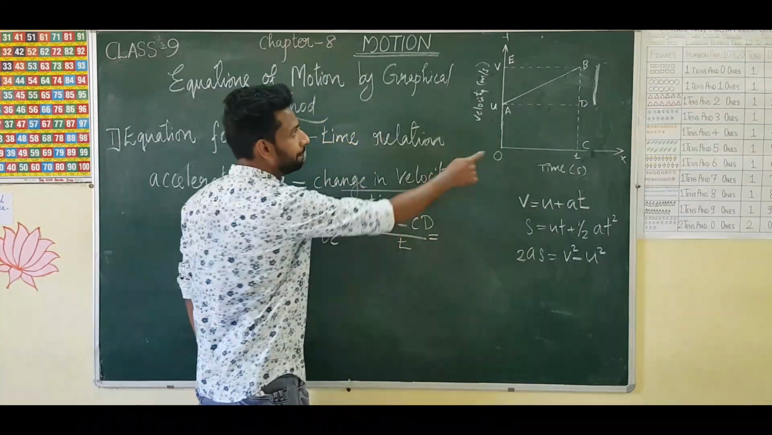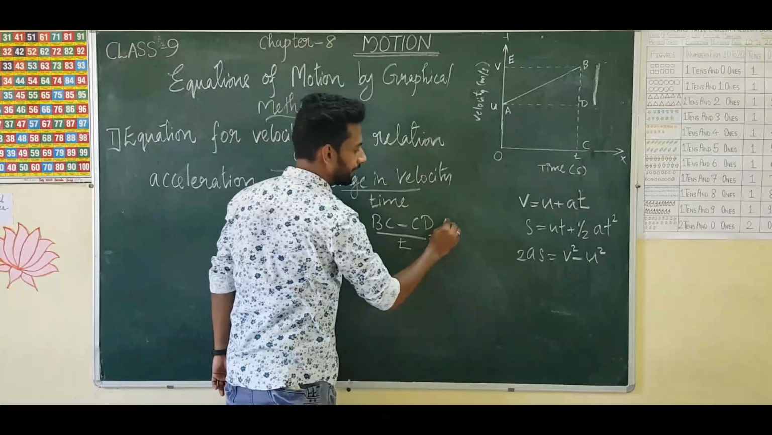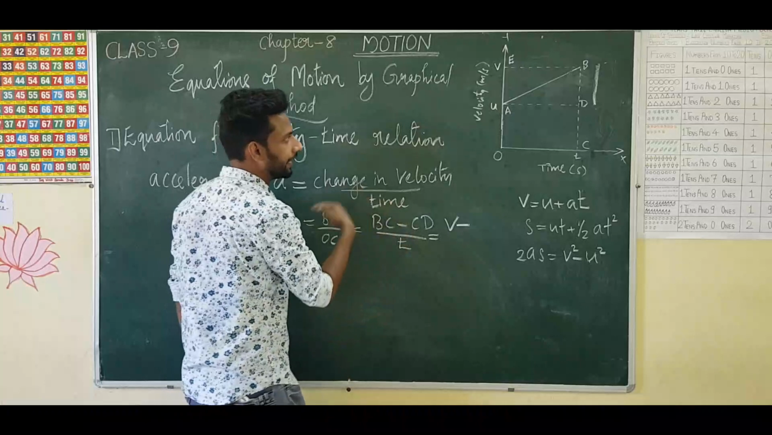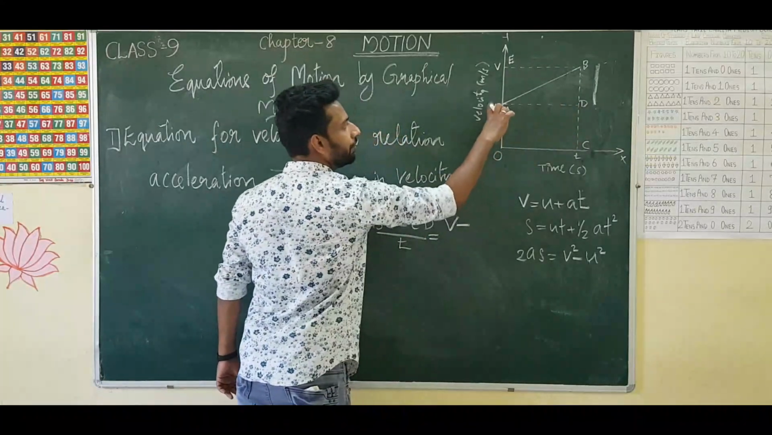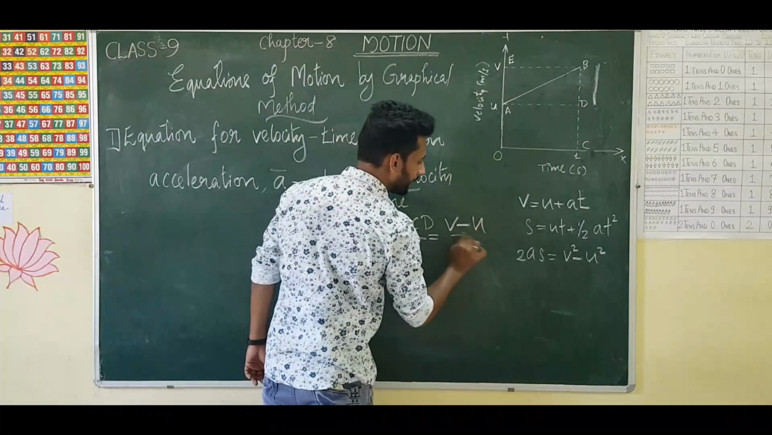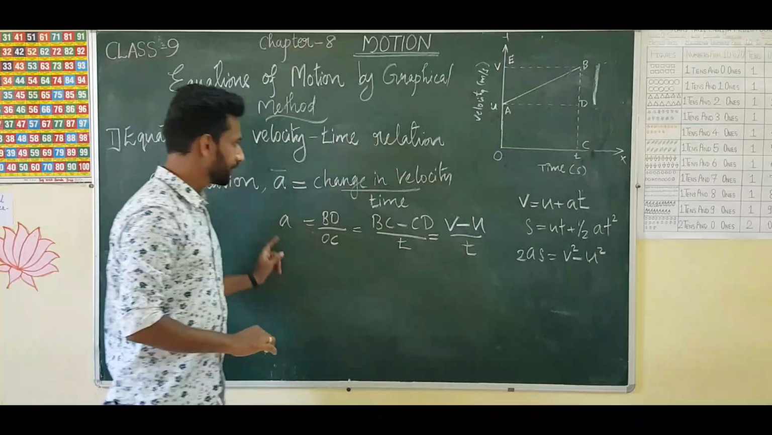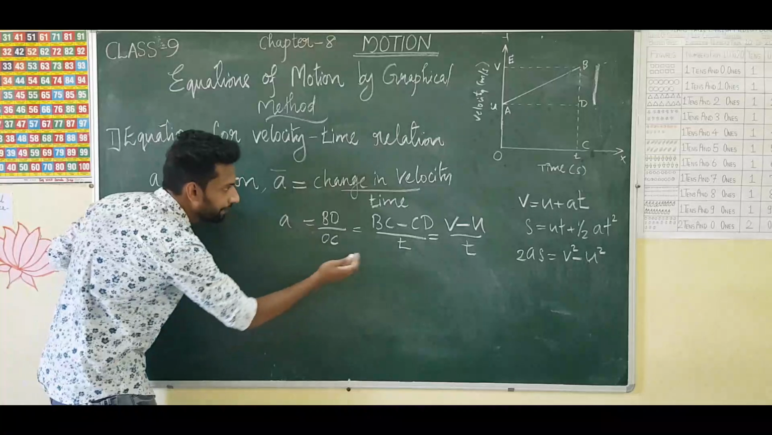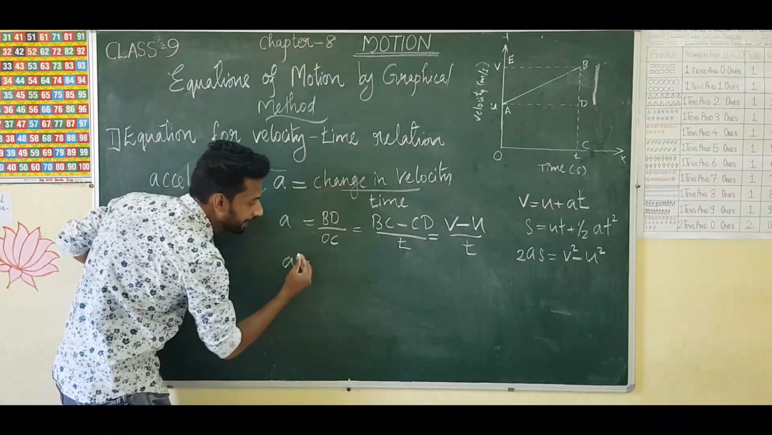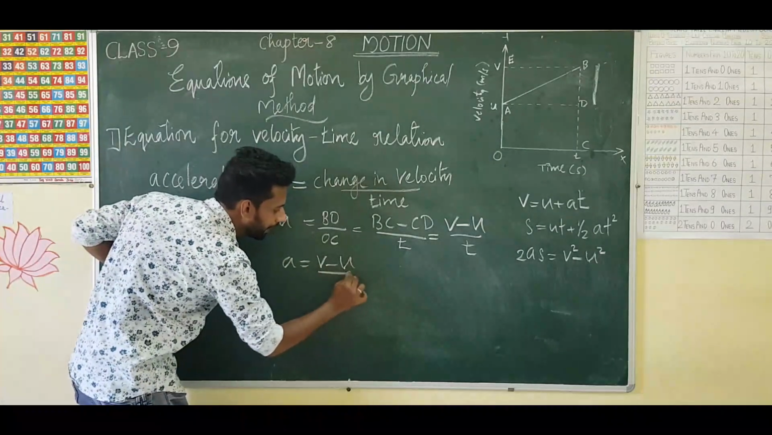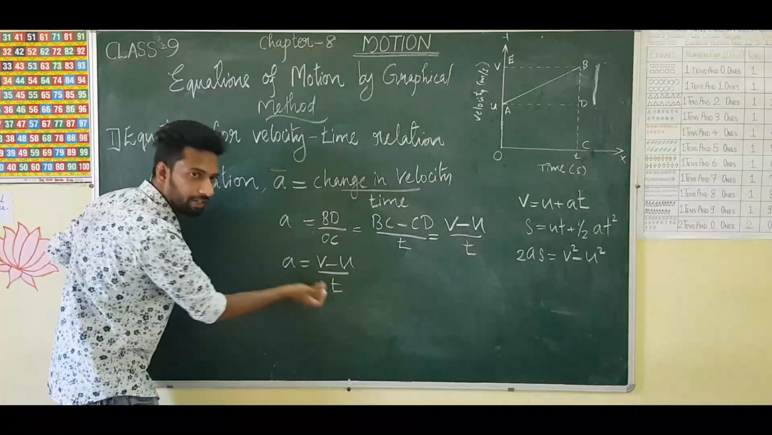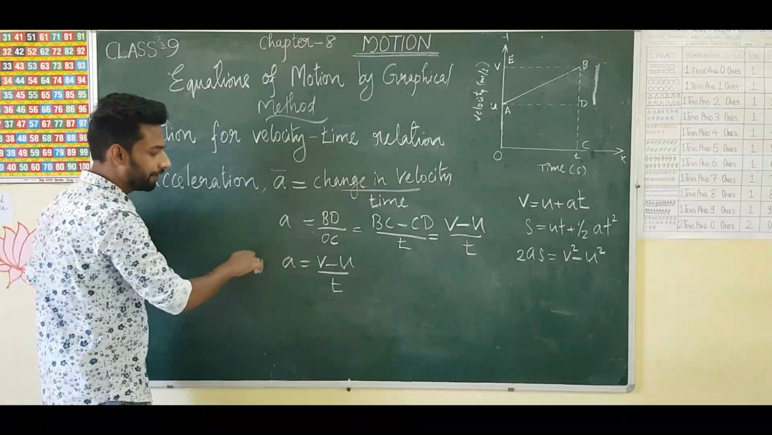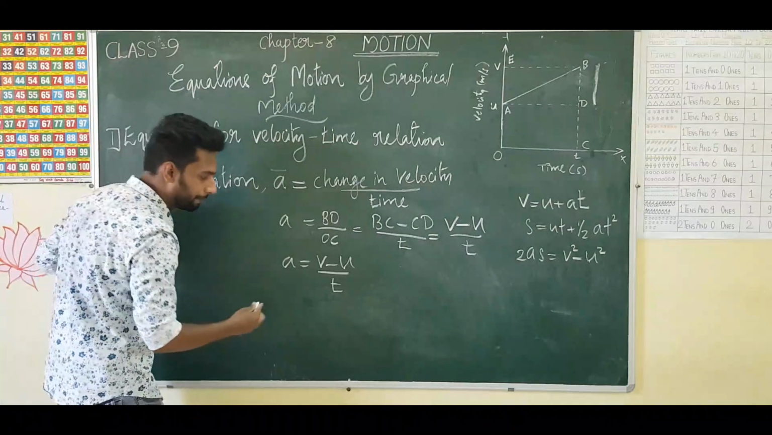What is BC? BC is equal to V, that is the final velocity, minus CD, and CD is equal to U. Then A equals V minus U by T. Now we got the equation A equal to V minus U by T, and just rearrange the equation. We can take A equal to V minus U divided by T. Just take this T to this side. Here T is on the division side, so when it changes to this side it will become multiplication.